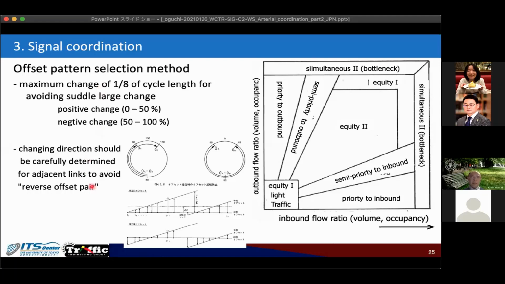And also we should be careful that the changing direction, whether the offset value increases or decreases, should be carefully selected, because two adjacent intersections having different directions of movement lead to reverse offset conditions, which means both sides face a red signal and rather serious long queue lengths.